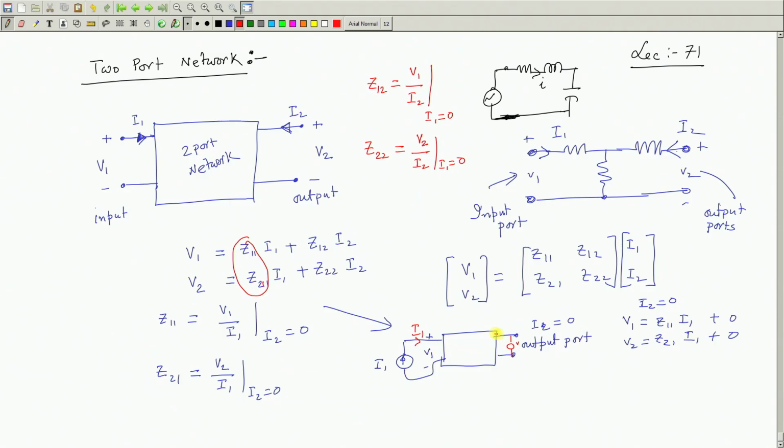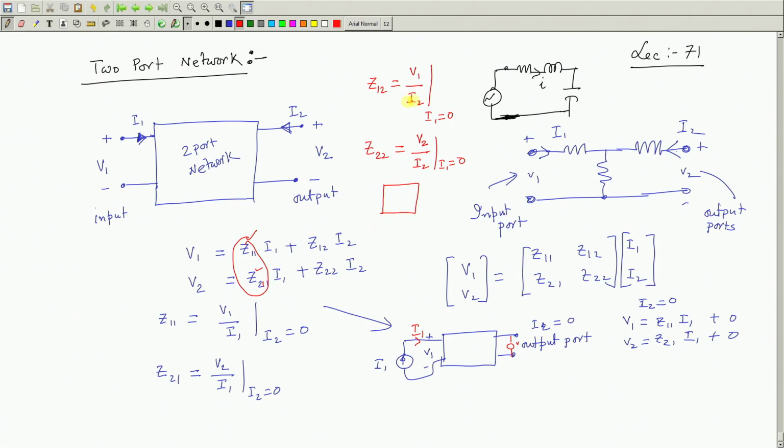So, this was the experiment I did to find out Z 11 and Z 21. Now, I say that I also have to calculate Z12 and Z22, then this 2 port network description will be complete. And I find that Z12 will be V 1 by I 2 provided I 1 is 0. Similarly, Z22 will be V 2 by I 2 with I 1 equal to 0. So, next I do this experiment. What is that?